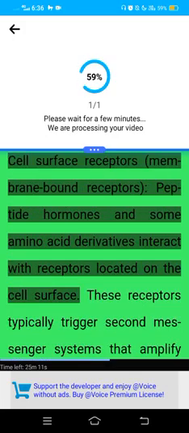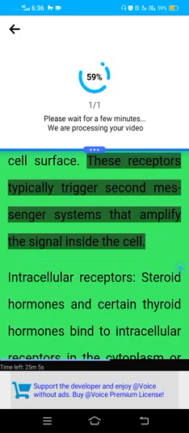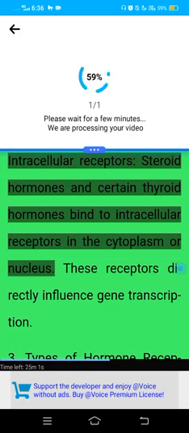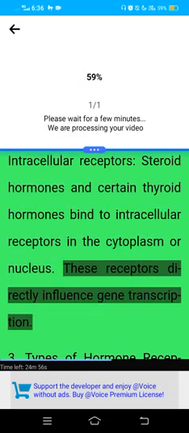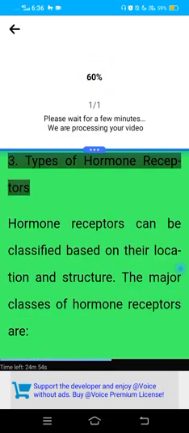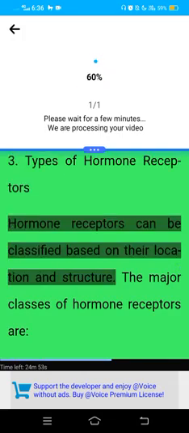Cell surface receptors, membrane-bound receptors. Peptide hormones and some amino acid derivatives interact with receptors located on the cell surface. These receptors typically trigger second messenger systems that amplify the signal inside the cell. Intracellular receptors. Steroid hormones and certain thyroid hormones bind to intracellular receptors in the cytoplasm or nucleus. These receptors directly influence gene transcription. 3. Types of hormone receptors. Hormone receptors can be classified based on their location and structure.